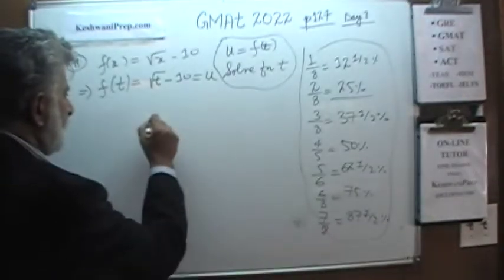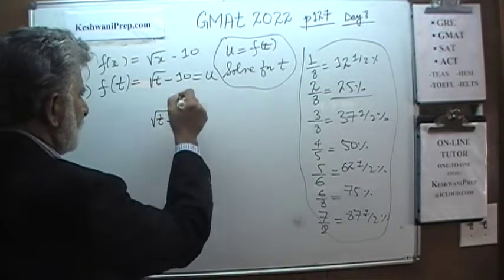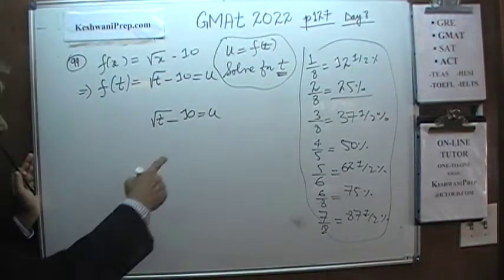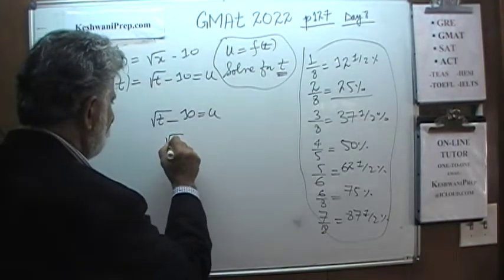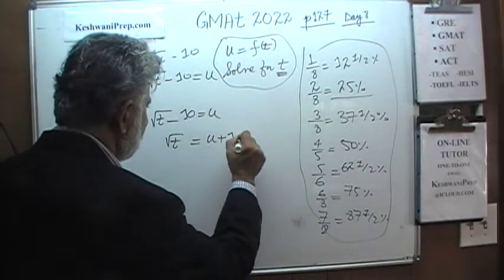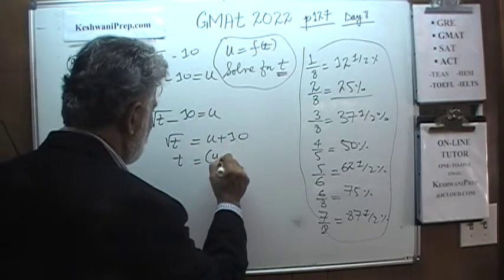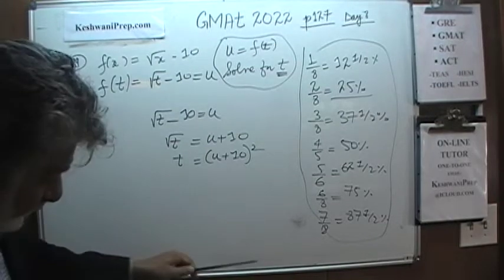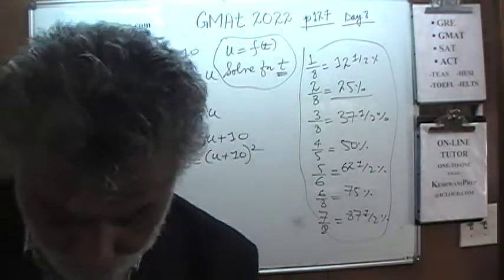Let's write it separately here. Root of t minus 10 equals u. And they just want us to solve for t. That's all it is. Bring 10 to this side. So root of t would equal u plus 10. Therefore t would have to equal u plus 10 whole squared. Quite straightforward. Simple.